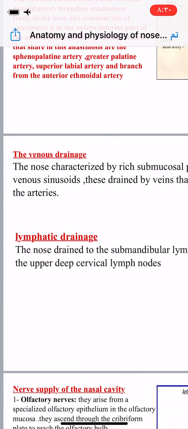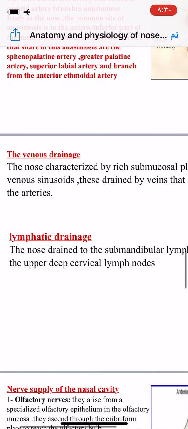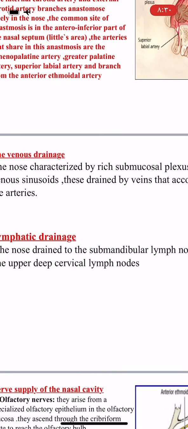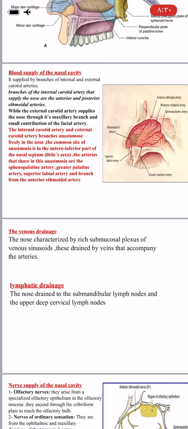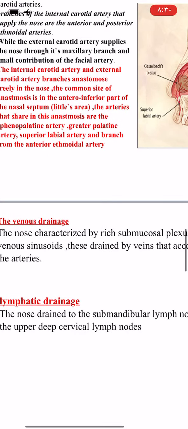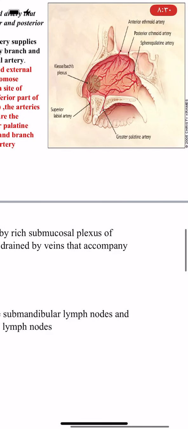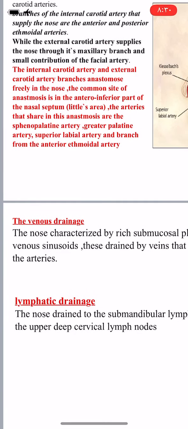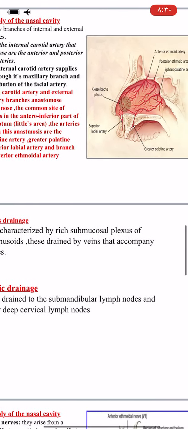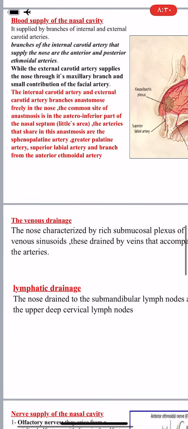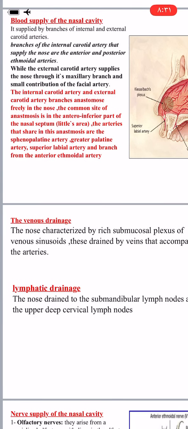The venous drainage. The nose is characterized by a rich submucosal plexus of veins or venous sinuses. These drain by veins that accompany the arteries mentioned above. The lymphatic drainage: the nose drains into the submandibular lymph nodes and the upper deep cervical lymph nodes.